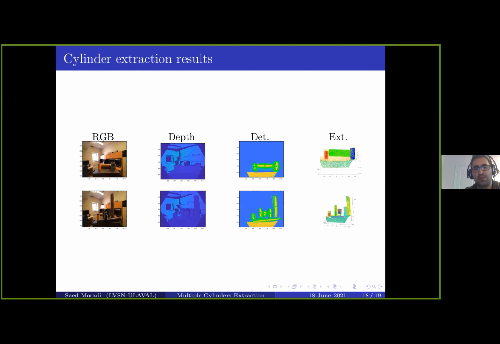Okay, this is the last result of our algorithm. The first column is the RGB image of the scene. The second one is the depth image. Both RGB and depth images are acquired with the Kinect Azure. The detection step is shown in the third column. The green ellipses are the detected cylinders. And finally, the extracted cylinders are colored with a CAD model in the 3D scene.